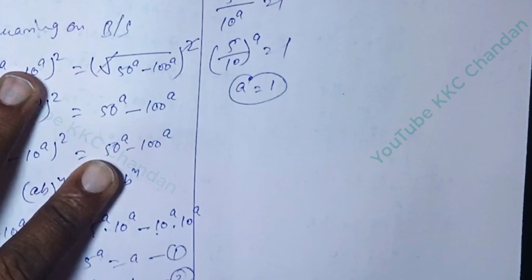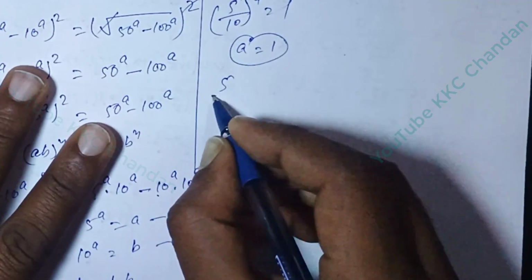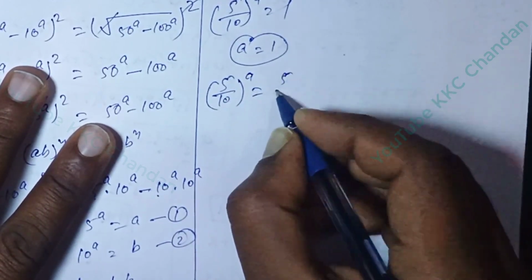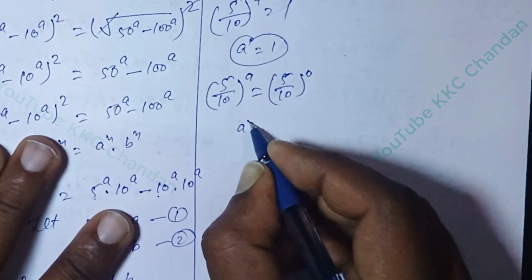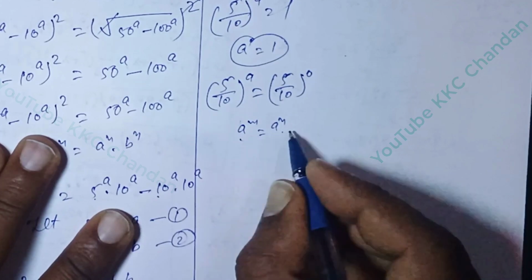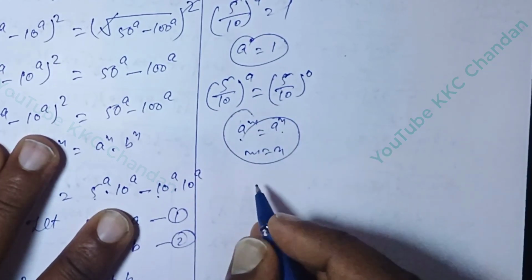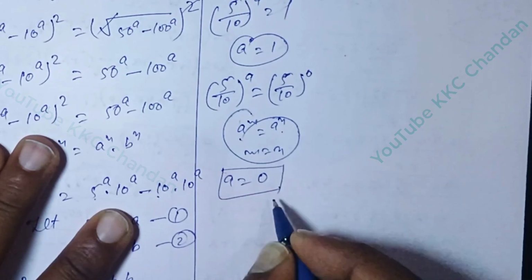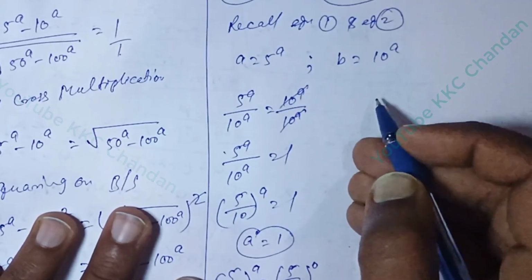So next step, (5 divided by 10) whole power a is equal to (5 divided by 10) whole power 0. We know that if a^m is equal to a^n, here bases are same, powers are different, so m is equal to n. This rule applies in this place. Here a is equal to 0. So a value is 0.